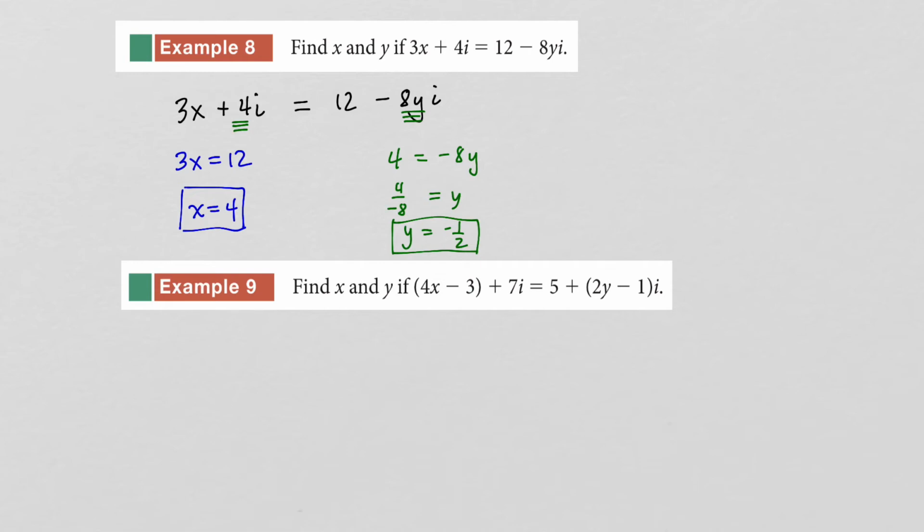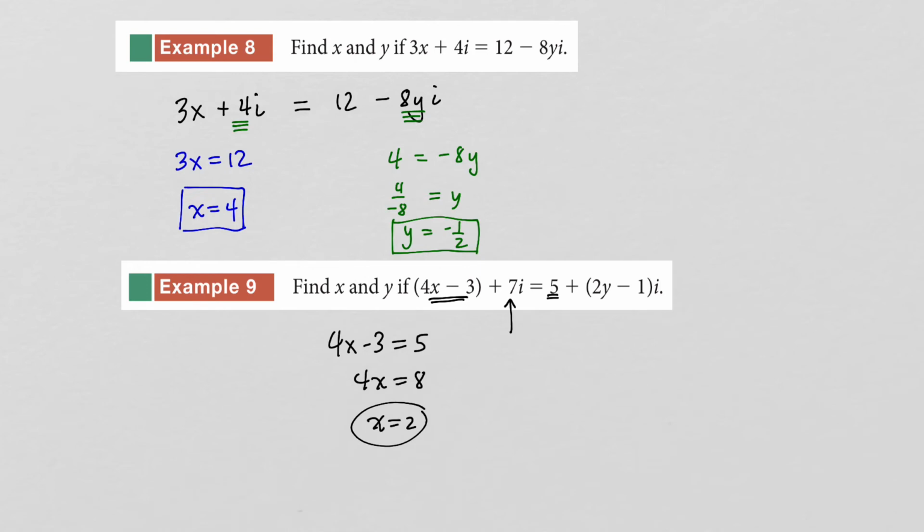Same situation for problem number 9. On the left-hand side, the real part is 4x minus 3. On the right-hand side, the real part is 5. So we know that 4x minus 3 must be equal to 5. And this means 4x would equal 8, which means x would be 2.